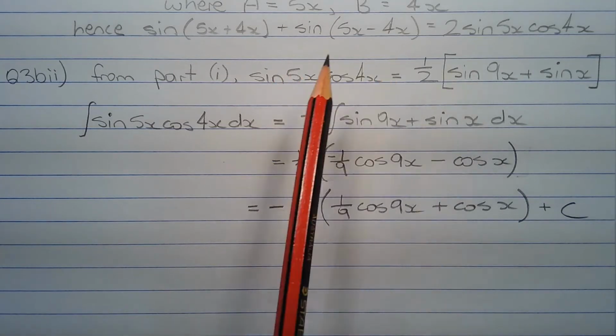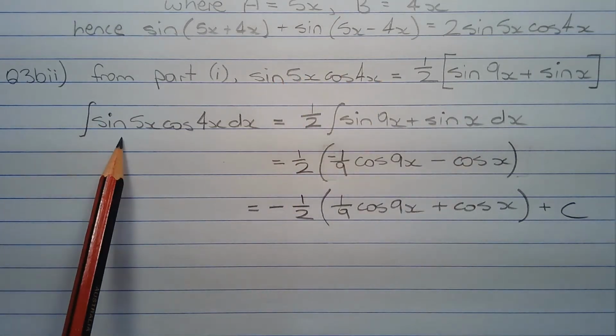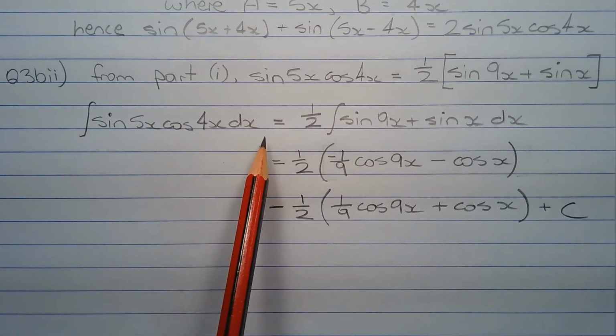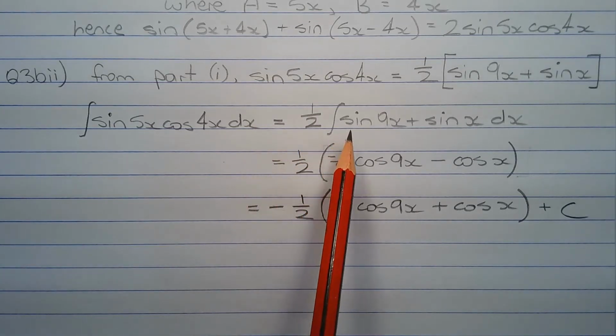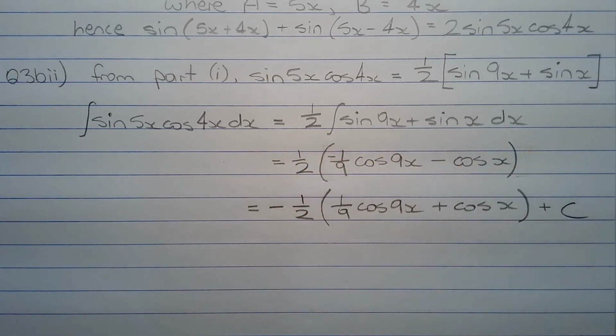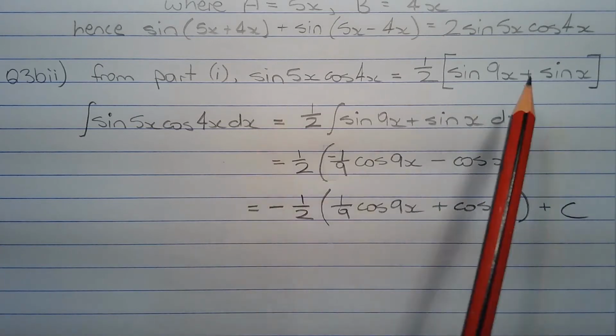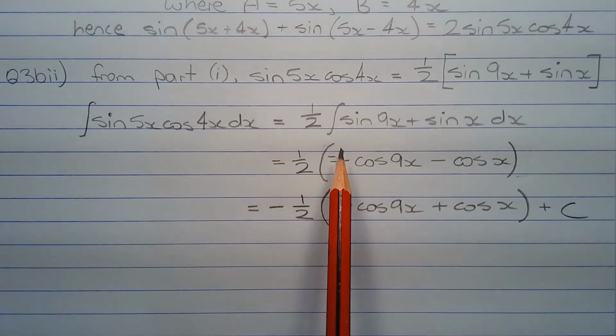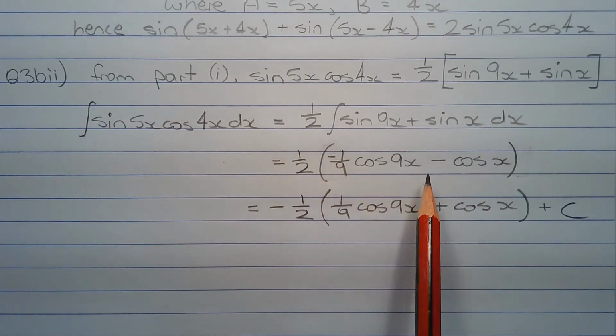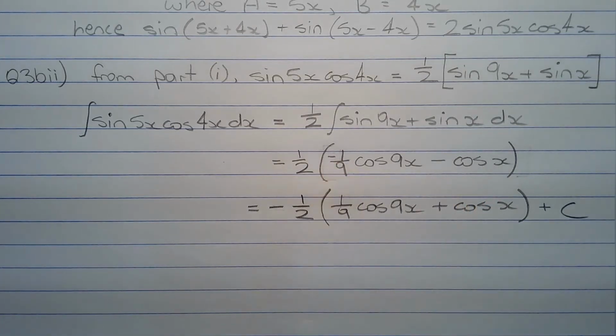Integrating both sides of this equation, we have the integral of sin 5x cos 4x dx is equal to half times the integral of (sin 9x + sin x) dx. Performing the integration, that equals half times (negative 1 over 9 times cos 9x minus cos x). We can factorise out negative 1, so the integral is equal to negative half times (1 over 9 times cos 9x + cos x) plus the constant of integration c.